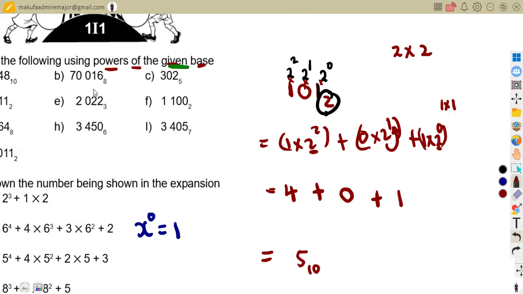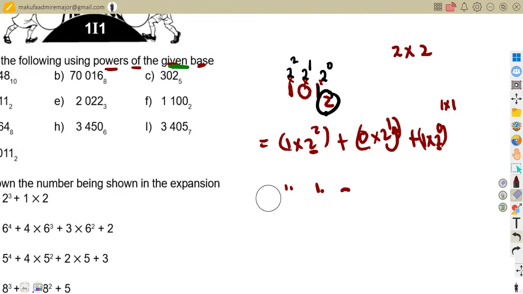This is the number in base 10, but that is not what the question here is talking about. This is the simplification. We are simplifying on this part, but our question is to expand. So what does it mean? It means we are not even allowed to simplify further. The question says expand.